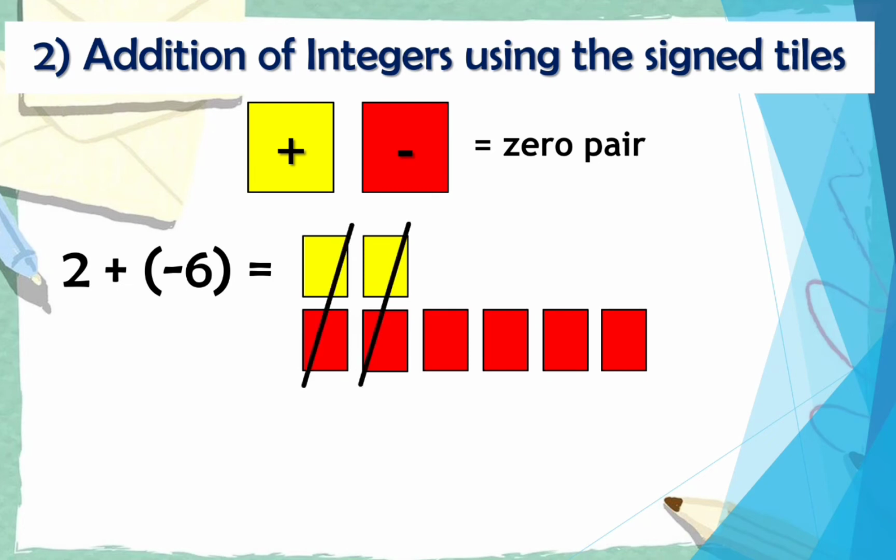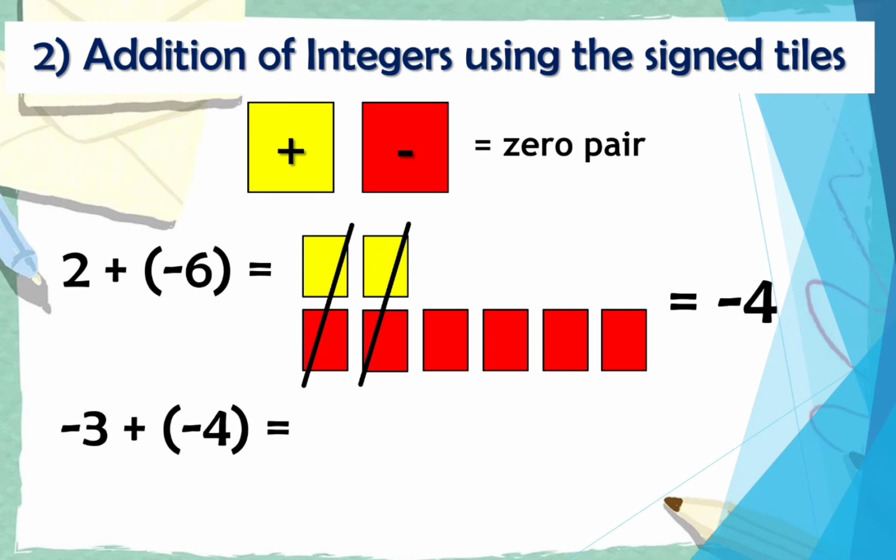Ngayon, ano ang mga natira? So, ang natira ay 4 na red tiles. So, again, anong sign ng red tile? That is negative. So, ilang red tile ang natira? 4. Therefore, our answer is negative 4.